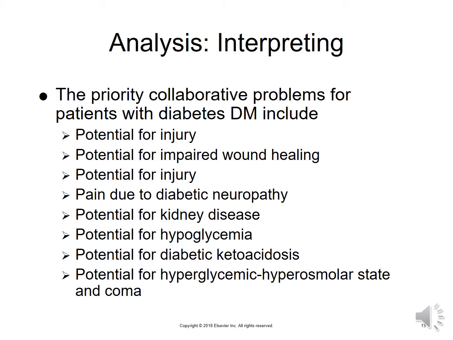We have to treat their pain that's due to diabetic neuropathy, and think about the kinds of meds that you would give for that: gabapentin, Lyrica, those kinds of meds. They have potential for kidney disease, so we're going to have to keep an eye on those kidneys. Potential for hypoglycemia. Think about the signs and symptoms that you know for hypoglycemia. We'll go over that a little bit more in a minute. They have a potential for diabetic ketoacidosis, which we've talked about, producing those ketone bodies and getting into an acidotic state. They also have a potential for hyperglycemic hyperosmolar state and coma.